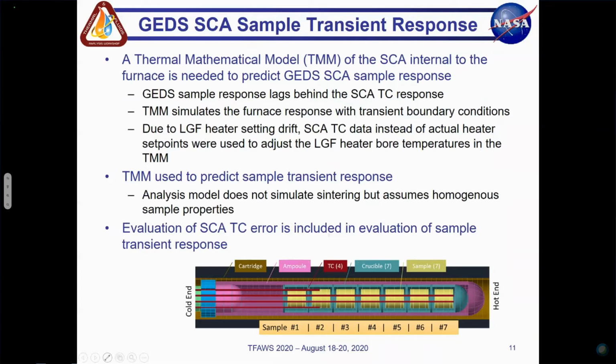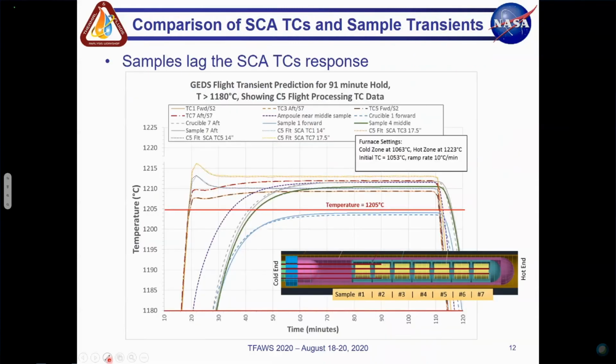So the thermal mass model simulates the furnace response with transient boundary conditions. Also, due to the LGF heater setting drift, the SACA TC data, instead of the actual heater set points, was used to control this. The thermal mass model was then used to predict the sample response. Again, none of our thermal mass models simulate sintering. They assume that it's essentially just pure tungsten. And then we evaluated some TC error based off of that.